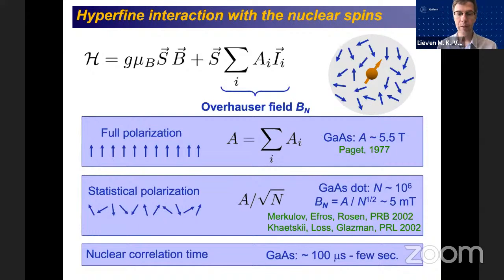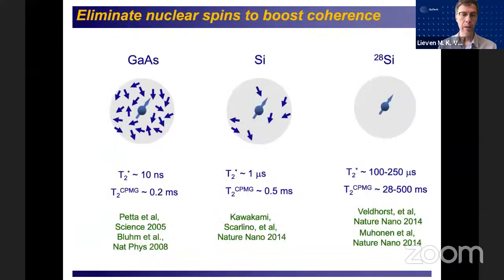And the result of this randomness is that if you just let the electron spin evolve by itself, within 10 nanoseconds, it has evolved on the Bloch sphere into a direction that you have no idea anymore. So you lose track of the spin state. Okay, that's what we call decoherence, right? That's decoherence.